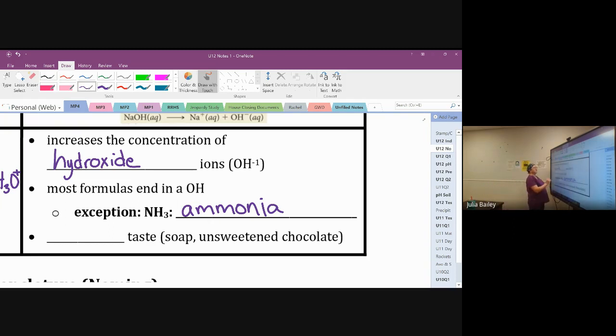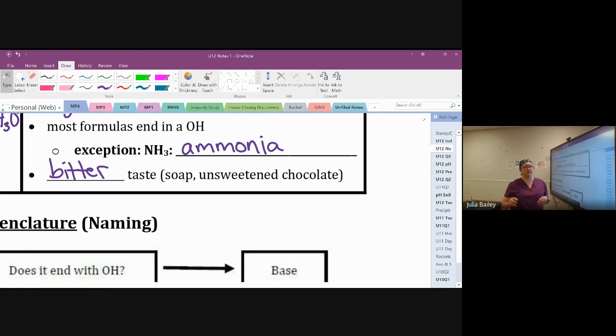Your bases will have a bitter taste, like soap. Most soaps are basic, and that's why when you get your mouth washed out with soap, it tastes pretty bitter. Or unsweetened chocolate. If you've ever tasted straight chocolate before it's had sugar added to it, or cocoa powder, it's actually very bitter.